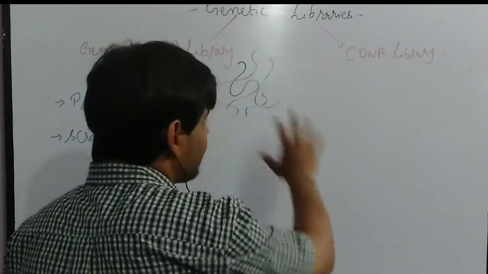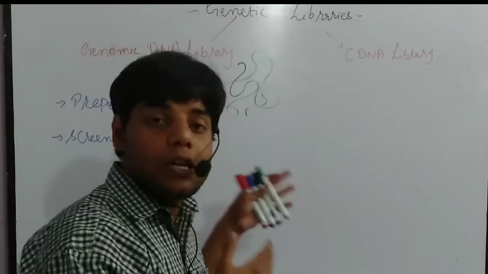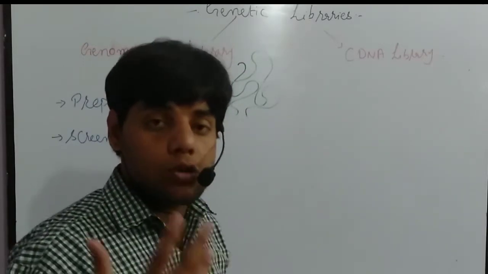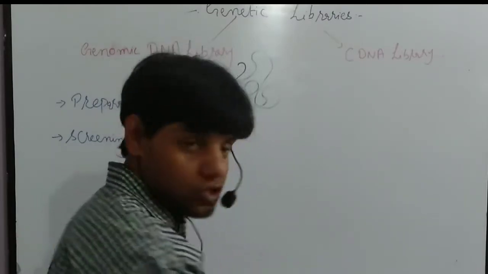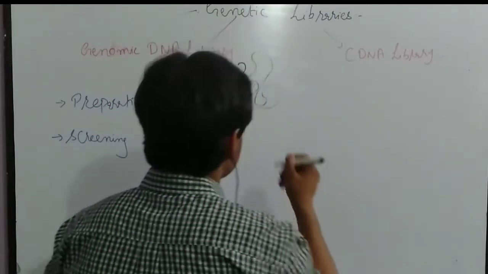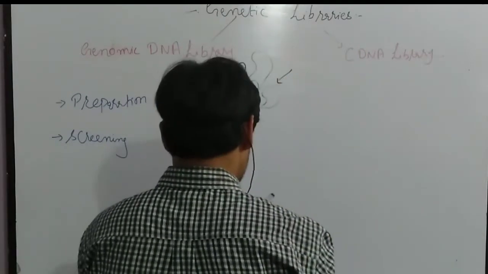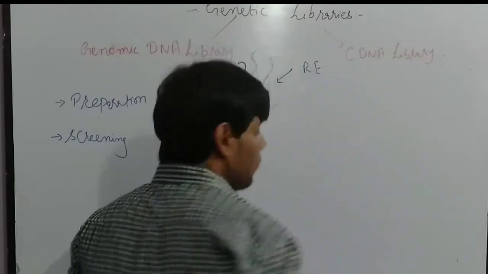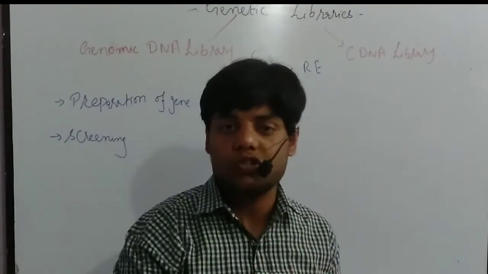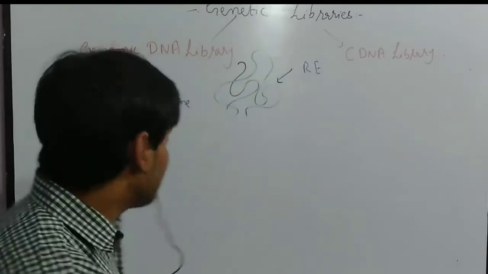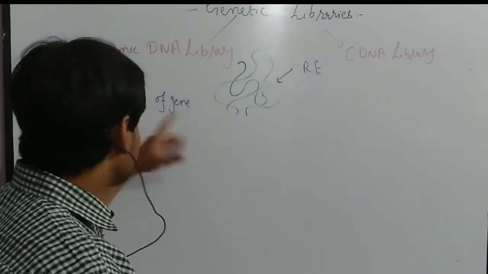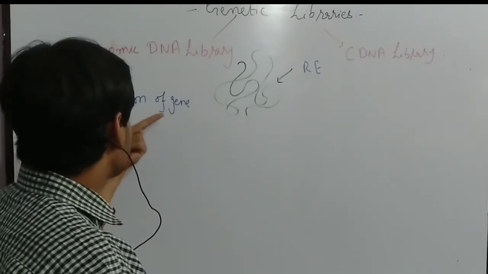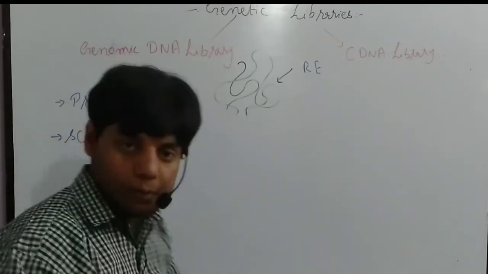Now once we get the genes of interest, we treat these genes with restriction enzymes to create multiple genes. Once we treat the genes with restriction enzymes, this is the first step of the genomic DNA library. In the first step, we are going to do the preparation of the genes.